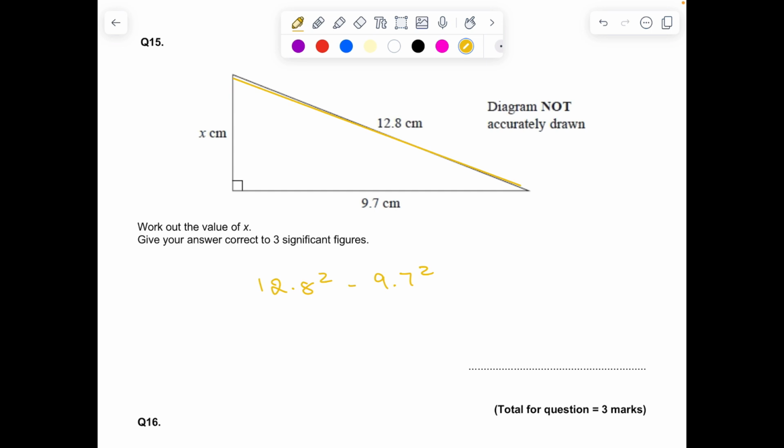Oops, 9.7 squared. That gives you 69.75. And then for the final answer, you square root it. So square root of 69.75. So let's square root that, which gives us 3 significant figures, 8.35. So that's your answer, 8.35.